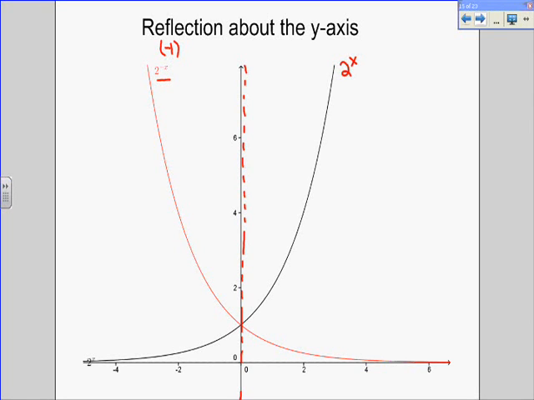And as it was in the parameter a, we can have a combination of that reflection and a horizontal compression or a stretch. We can have both of those things happening at once.